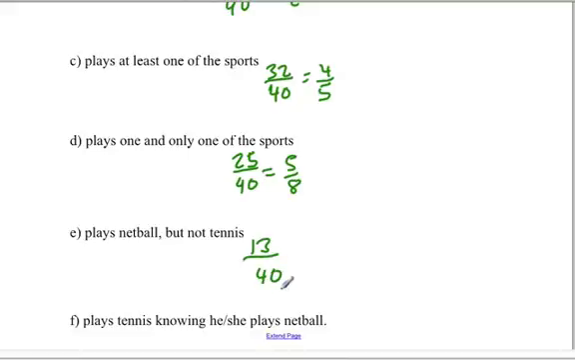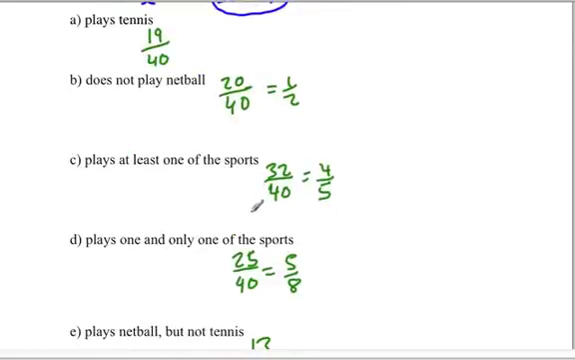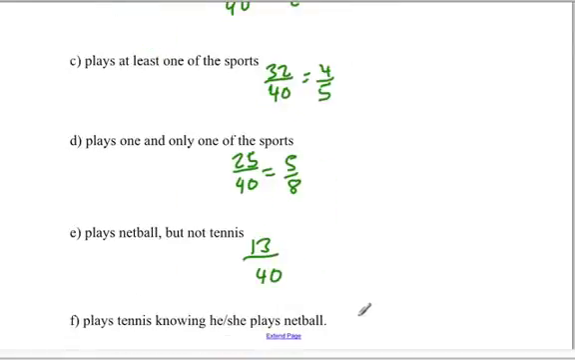Next, we're asked to find the probability that a student plays tennis knowing that he or she plays netball. Well, we know that the sample set here is going to be the population of students that play netball, and that's going to be 20, so that's our sample set. And of the 20, the ones that play tennis is 7. So it'd be 7 over 20.